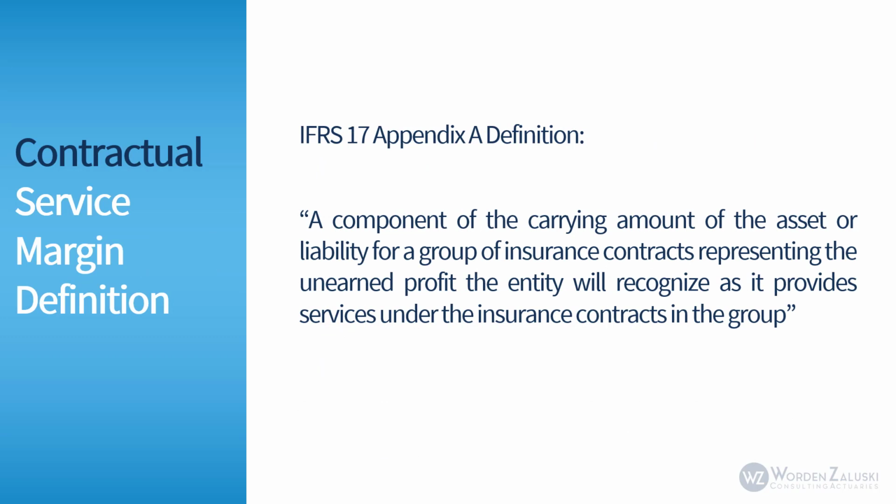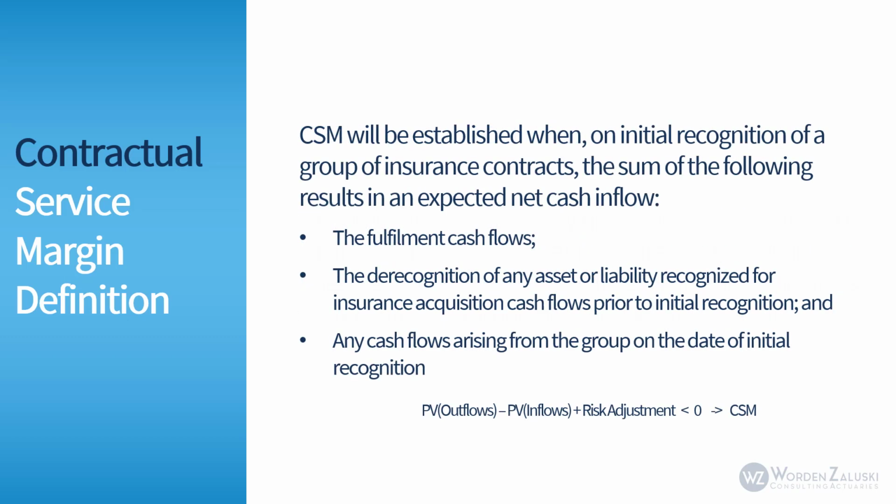Now, IFRS 17 defines the CSM as a component of the carrying amount of the asset or liability for a group of insurance contracts representing the unearned profit the entity will recognize as it provides services under the insurance contracts in the group. So in other words, it's the unearned profits for that group of insurance contracts.